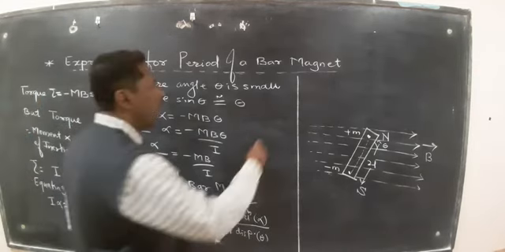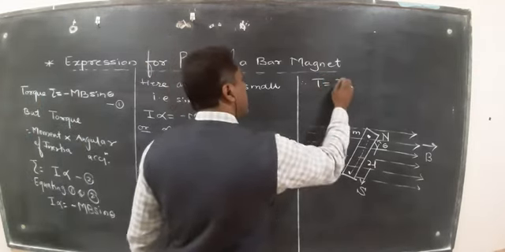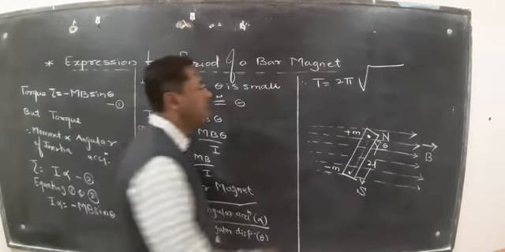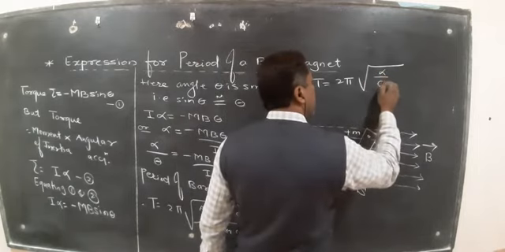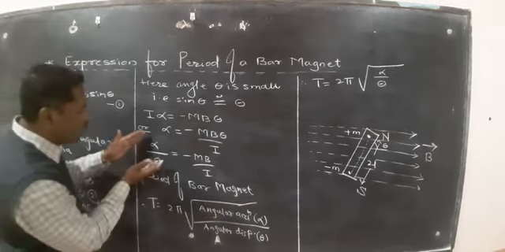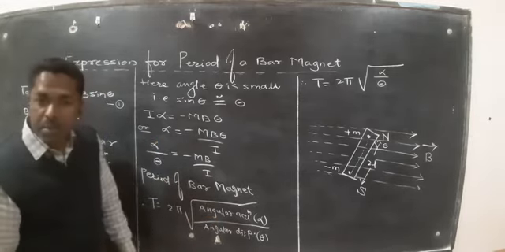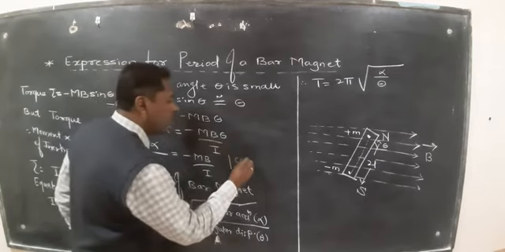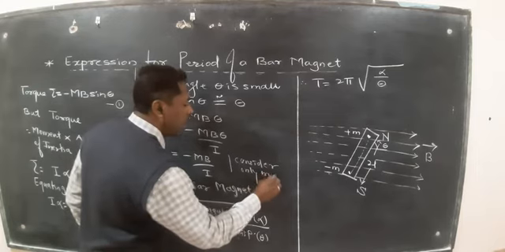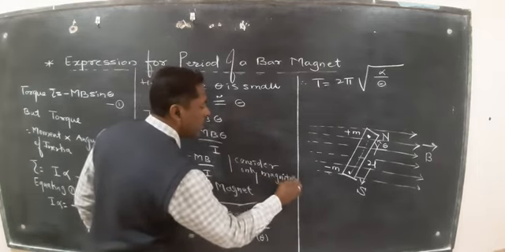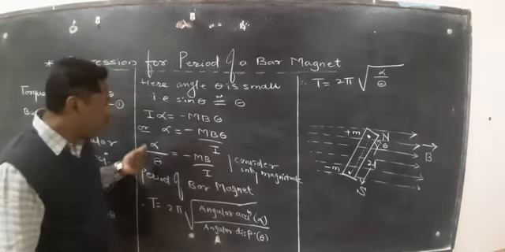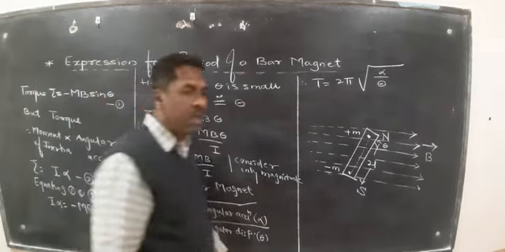Now, therefore, T is equal to 2 pi. Put the value here. Angular acceleration, it is alpha. Angular displacement, it is theta. But what is this equal to? Minus mb upon I. Here, consider only magnitude. So what do we have to drop here? Yes, the negative sign. Drop this negative sign. Then what becomes? Alpha upon theta is equal to under root only mb upon I.